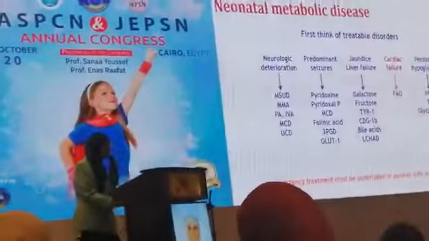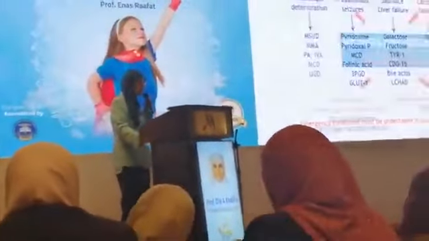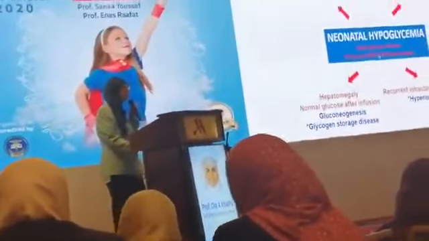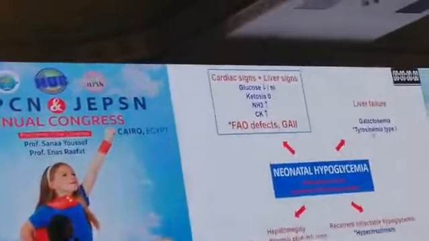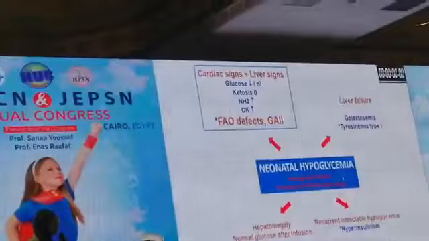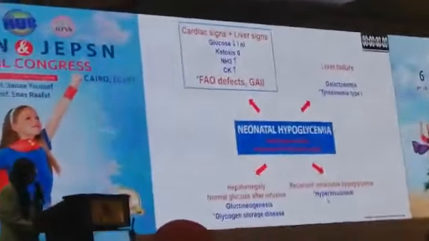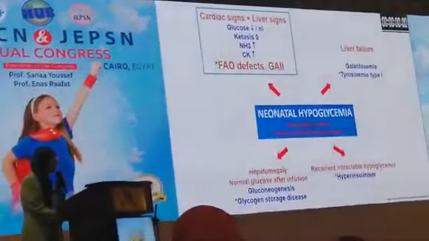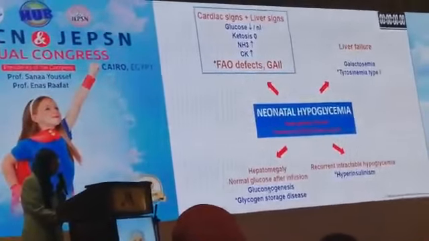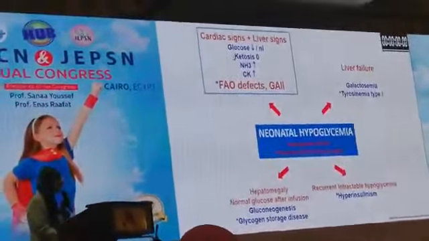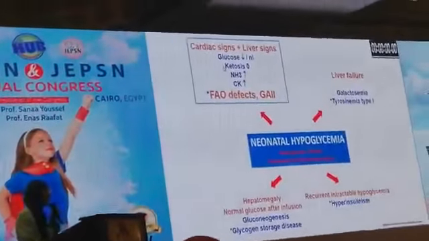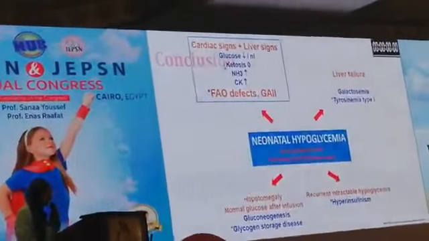For cardiac, as I said, we have to think of fatty acid oxidation disorder. And very important for neonatal hypoglycemia, if we have liver failure, we have to think of galactosemia, tyrosinemia type 1. Recurrent intractable hypoglycemia, hyperinsulinism, hepatomegaly, normal glucose after infusion, gluconeogenesis defects. And if I have cardiac signs, liver signs, elevated CK, we have to think of fatty acid oxidation disorder.